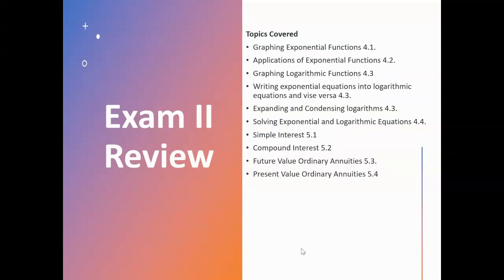Solving exponential and logarithmic equations, 4.4. And chapter 5 is the finance section. 5.1 is simple interest. 5.2 is compound interest. 5.3 is future value of ordinary annuities, and 5.4 is present value of ordinary annuities.